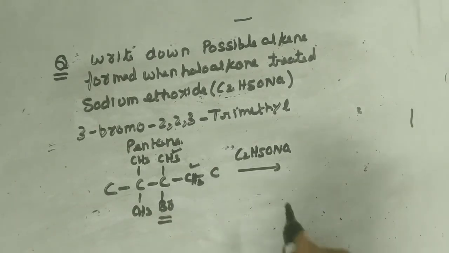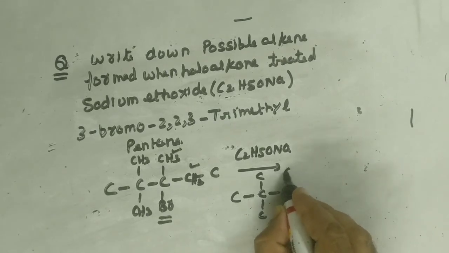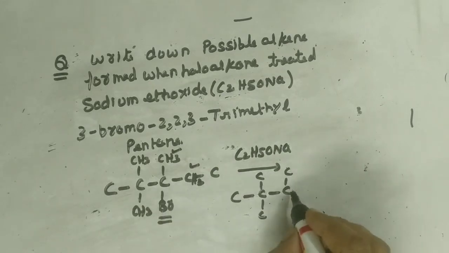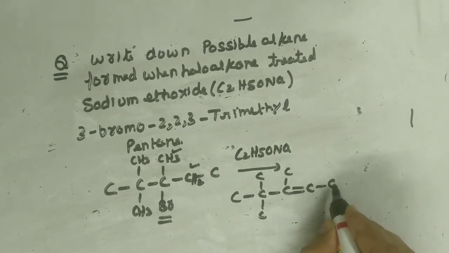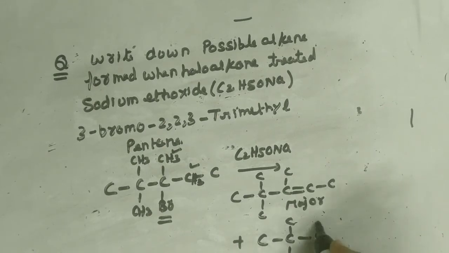So again you will get 2 products. This will be your major product when Br and H go over here. Following the rule, this will be your major product. And the minor product will be when the H goes from here. So this was a question in which you're using Saytzeff rule.